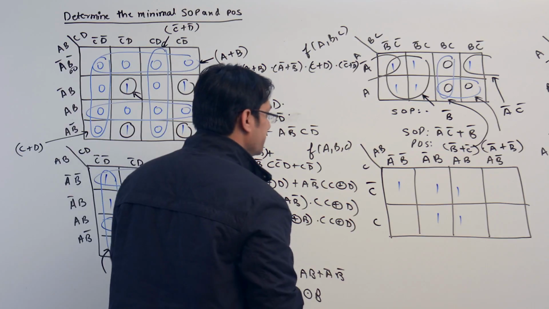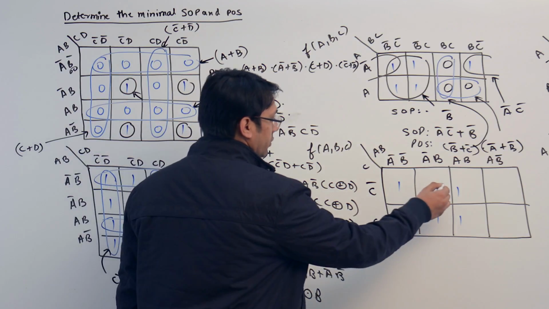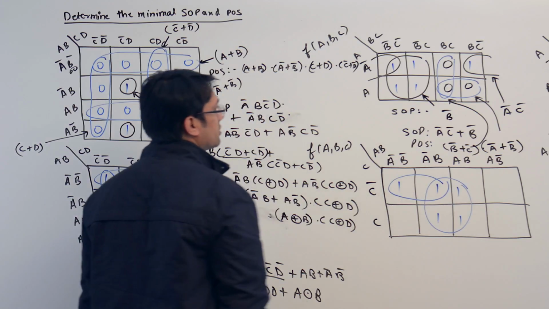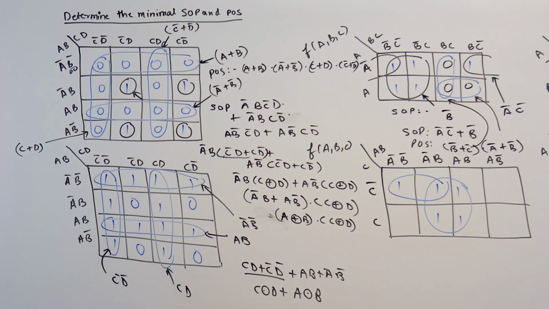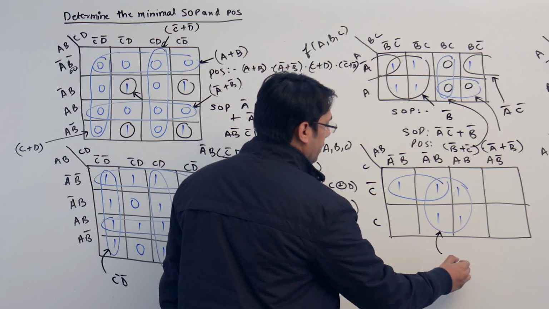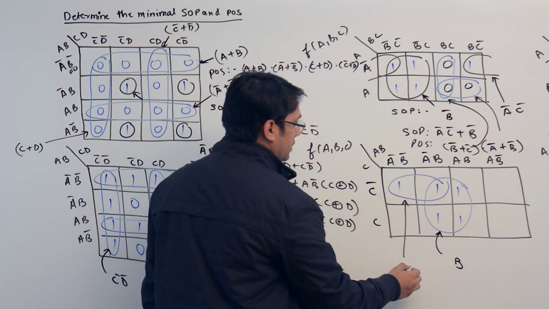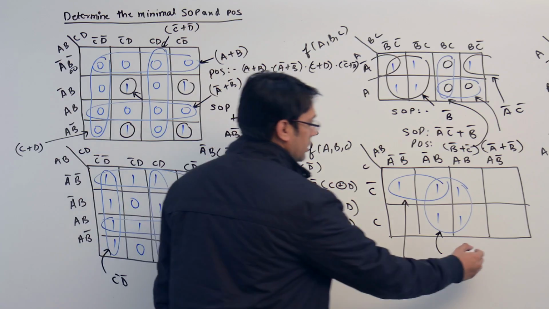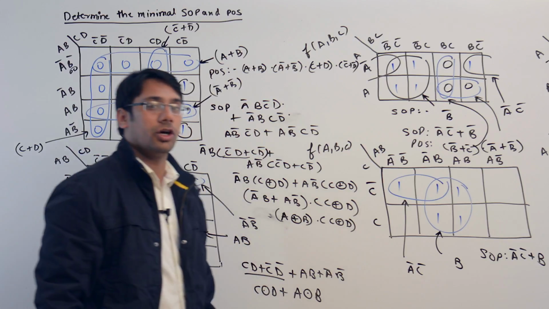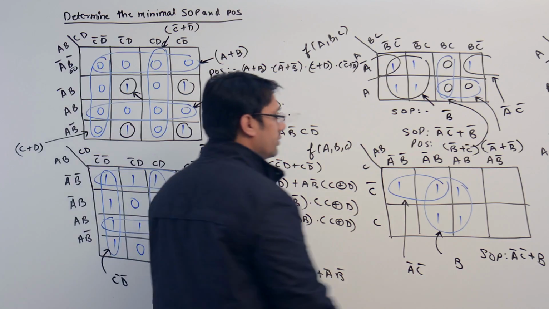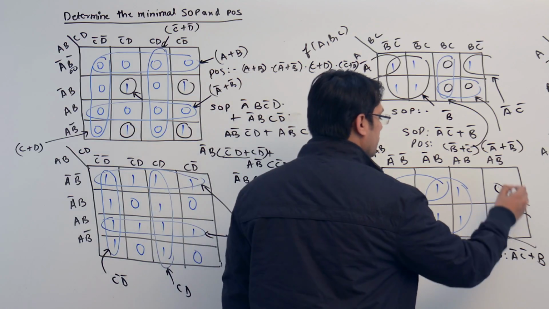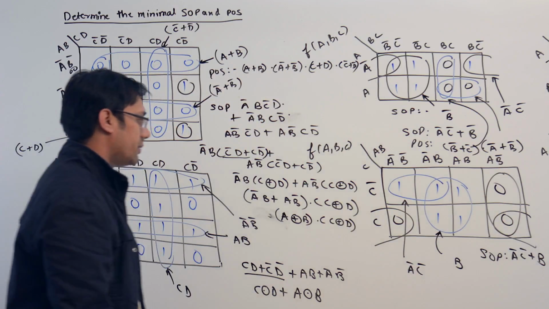Take this one. In this K-map, we are going to make this subcube as well as we can make this subcube. This subcube is representing B and this subcube is representing A complement C complement. Therefore, the SOP will be A complement C complement plus B. If you try to find POS, then these are the 0 terms. So we are going to make this subcube as well as this subcube. All these are essential primes.